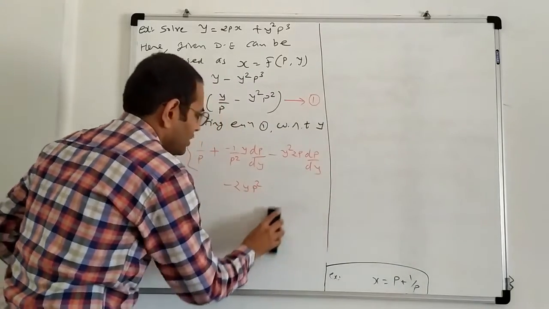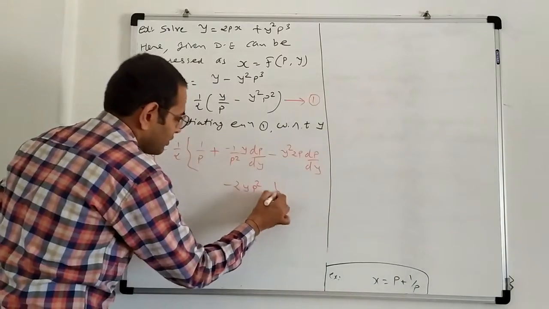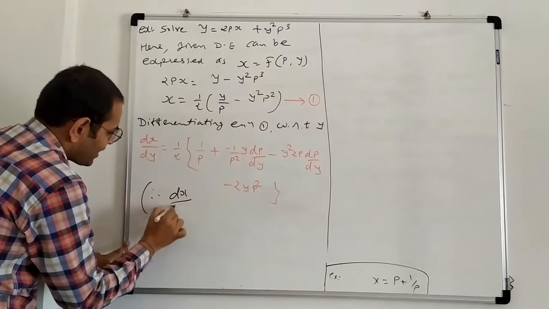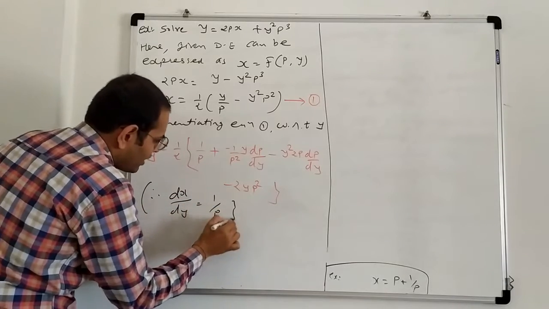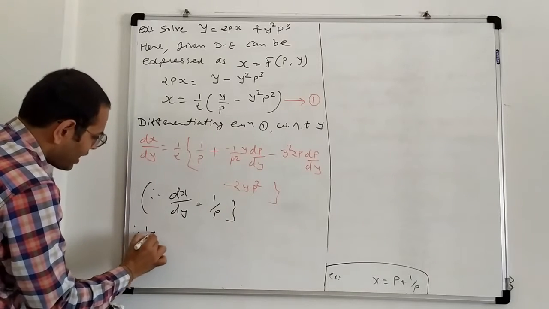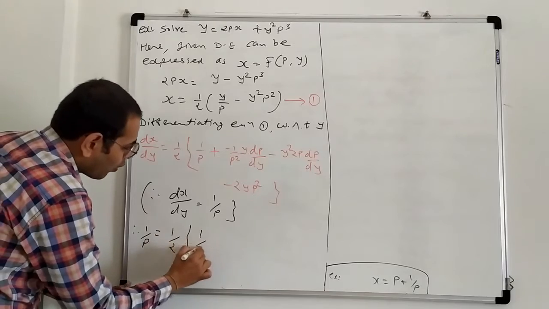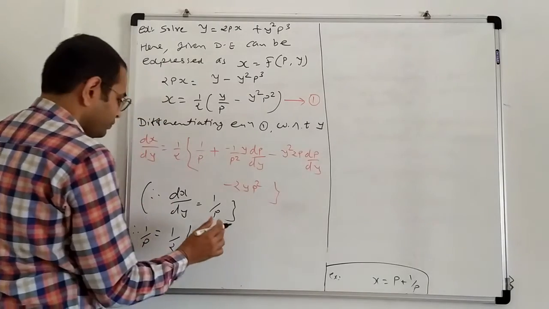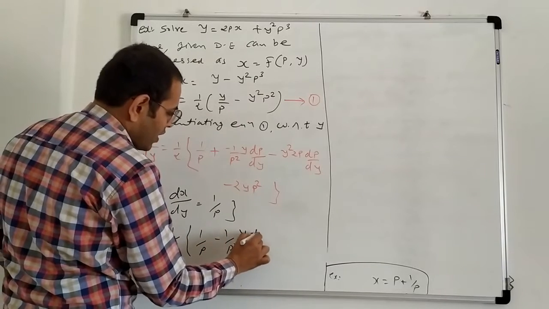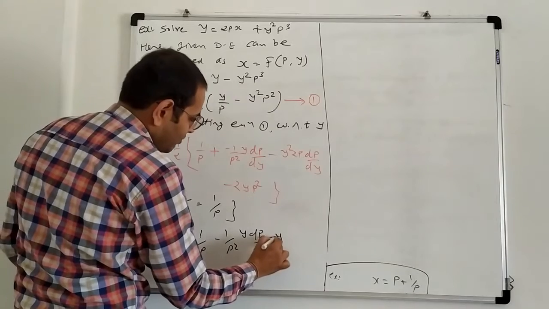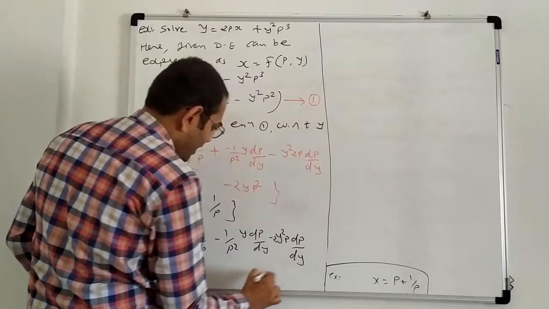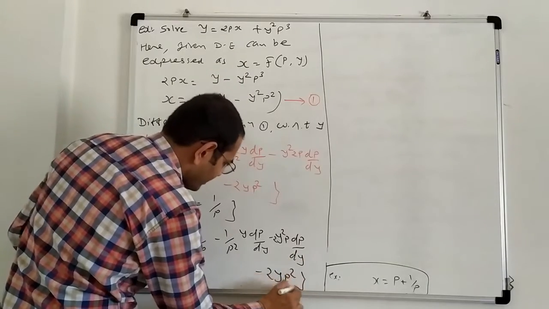Here dx by dy equal to 1 upon p. Then substituting this value, 1 upon p, we get 1 by 2 into 1 upon p minus 1 upon p square dp by dy minus 2y square p dp by dy minus 2y p square.